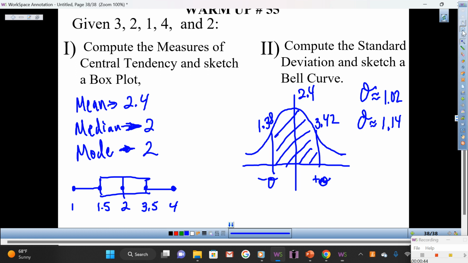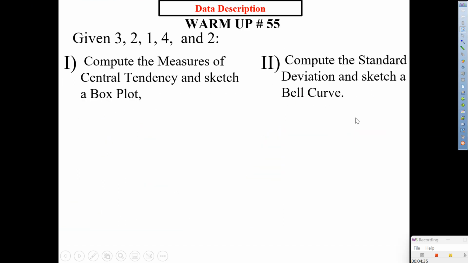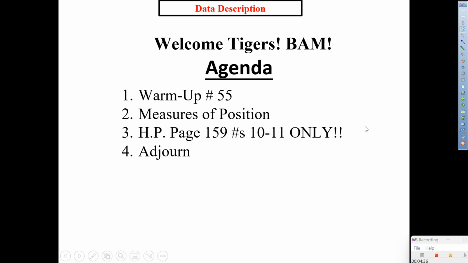So everybody submitted that, yes? Yes, Mr. Q. All right, copy the agenda for today. Agenda for today: warm-up number 55, and we're moving on to measures of position. Let's go, we got this. And tonight's home play, only 2 problems, itty-bitty problems.